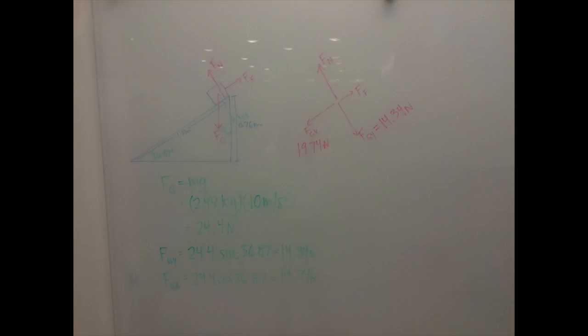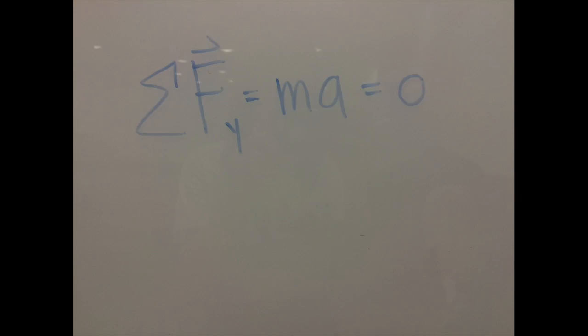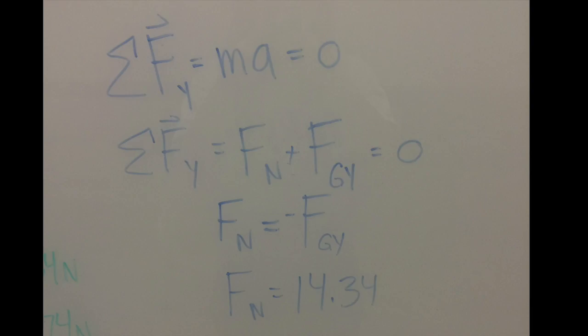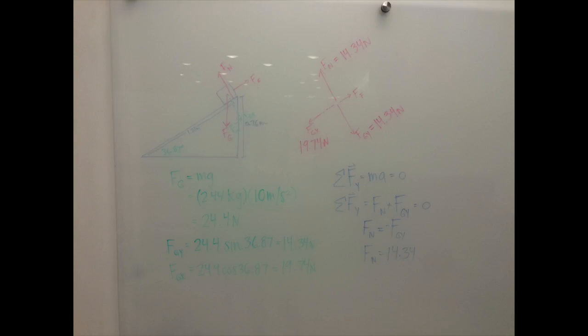We know that the vector sum of the forces in the y direction is equal to 0 because the block is not accelerating in that direction. Therefore, you can set the sum of the forces equal to the normal force plus the force of gravity in the y direction, which is equal to 0. We find that the normal force is 14.34 newtons. This gives us all the information we need to find the coefficient of friction for each different surface.